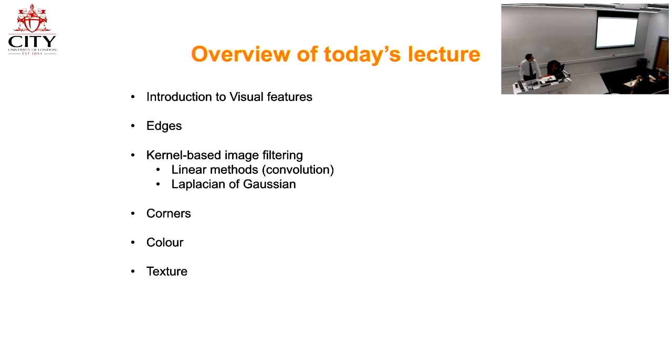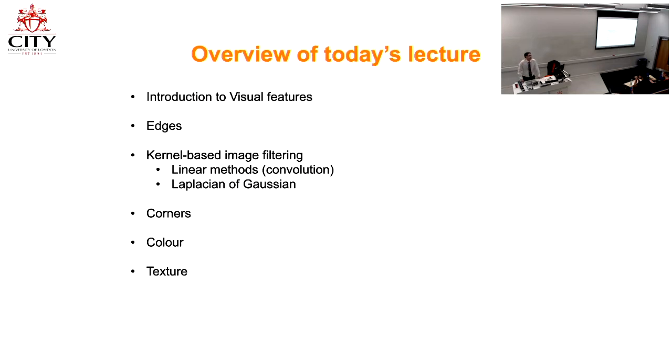So tonight we are going to talk about visual features, what they mean. We will talk about edges, how we can extract the edges in an image. This is, for example, an edge. This is black, this is white. So this is an edge, this is a corner. We will see how we can find these points in an image.